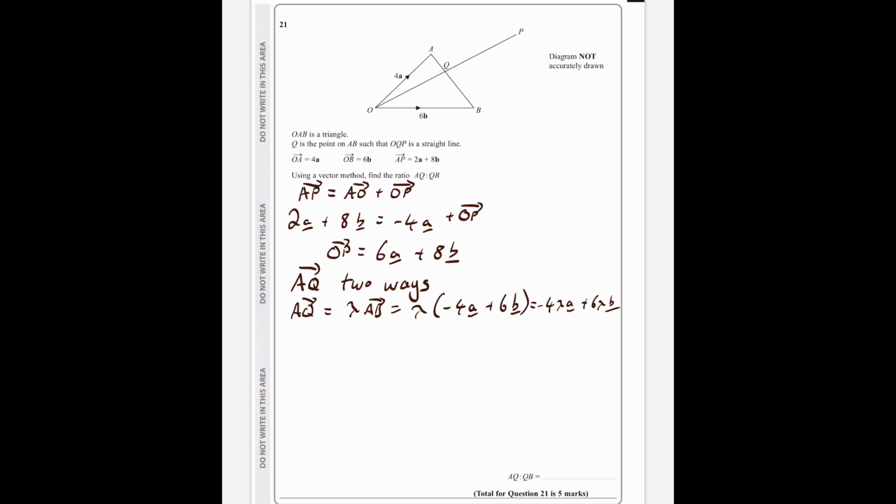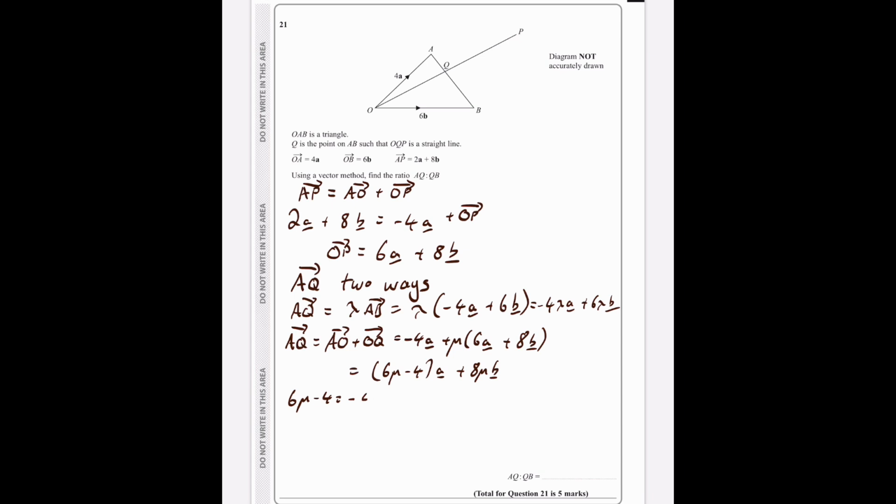The alternative way of going from A to Q is to go from A to O and then from O to Q. Going from A to O is trivial, it's minus 4a, and then we're going to go a proportion of O to P, because OQ sits on the line OQP. So I'm going to call that proportion of O to P mu lots of 6a plus 8b, where mu is obviously some sort of fraction. I'm going to expand that and then factorise.